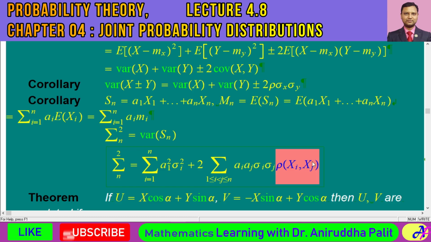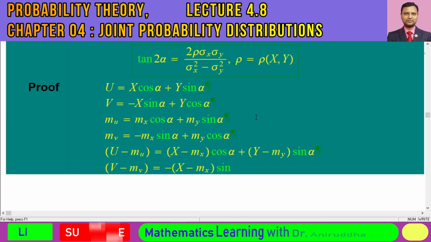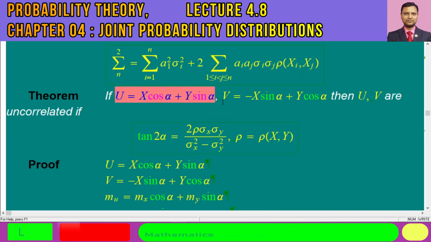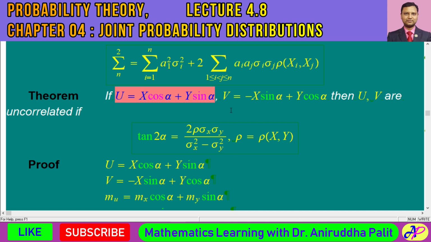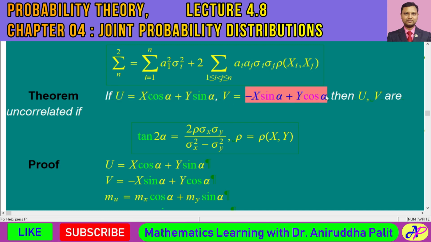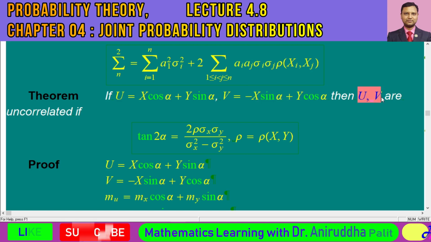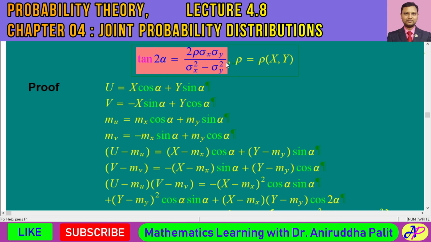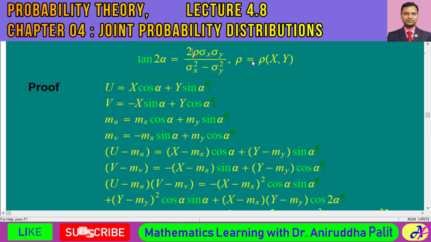Over here we suppose that these are the given relations: u is equal to x cos alpha plus y sin alpha, and v is equal to minus x sin alpha plus y cos alpha. We are given that u and v are uncorrelated, and we shall have to show this result. And rho refers to the correlation coefficient between x and y.